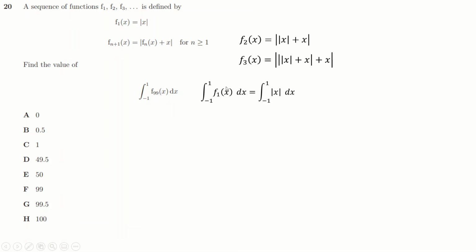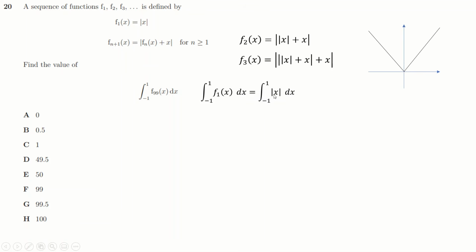What I decided to do here was say, well, let's just see what happens for smaller numbers. I'm supposed to go all the way to 99. Of course, writing these out to 99 and then integrating is not going to be fun. So I was just hoping there was a pattern here. And the answers also suggest that there might be some kind of building pattern going on. So the integral of f of 1 is just the integral of mod x, because it's just there.